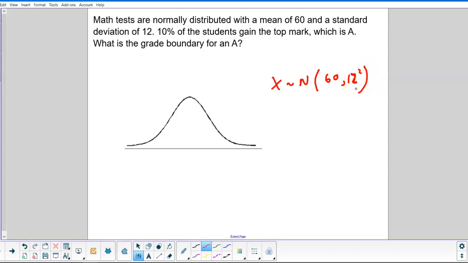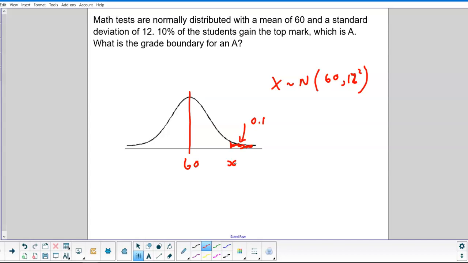10% of the students gain the top mark, which is an A. What is the grade boundary for an A? Let's just carry on my diagram filling in that information. So here's the mean, which is 60. And the top mark means it comes here. And I'm just going to fill that in. And I'm going to say this part here, that's 10 or 0.1. And this is the mark required for an A. So let's just call that X because we don't know what it is.